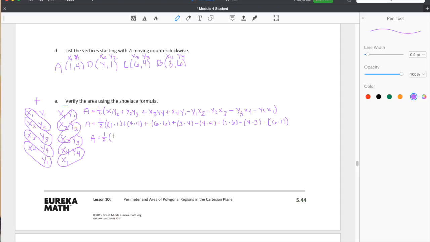So 1 times 1 is 1, plus 4 times 4 is 16, plus 6 times 6 is 36, plus 3 times 4 is 12, minus 4 times 4 is 16, minus 1 times 6 is 6, minus 4 times 3 is 12, minus 6 times 1 is 6.